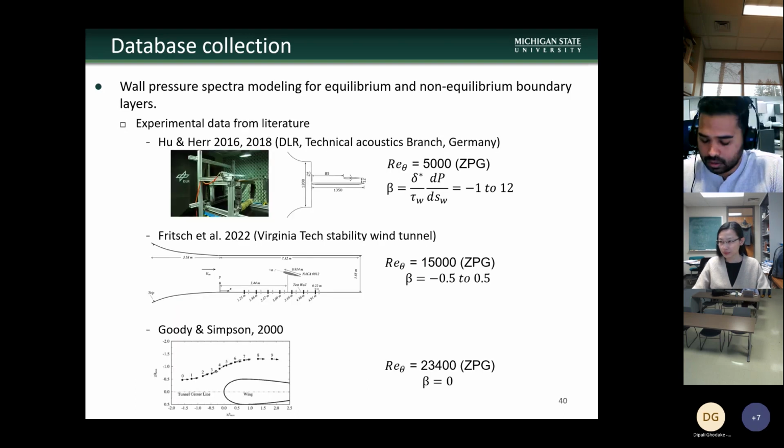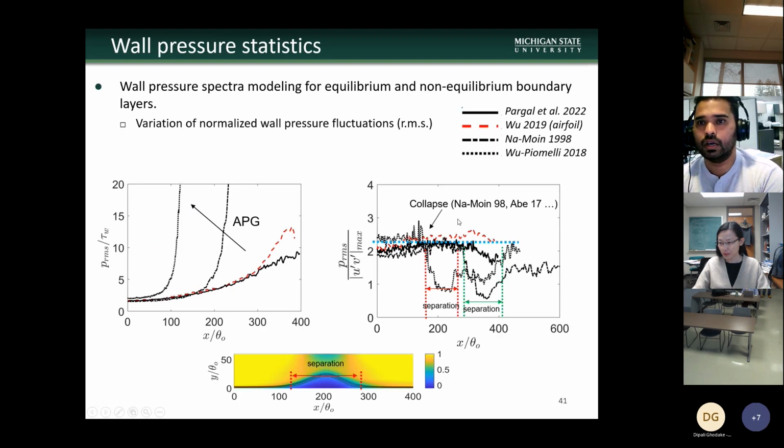Now, we didn't want to limit ourselves to low to mid-high Reynolds number. Because we want our model to be generalized, we gathered more data from the literature by referring to experimental datasets, so that we can cover a Reynolds number range going from 5,000 to 23,000, with Clauser parameter going from -1 to 12.